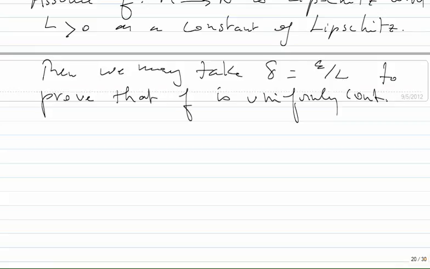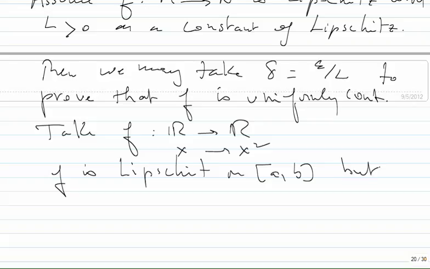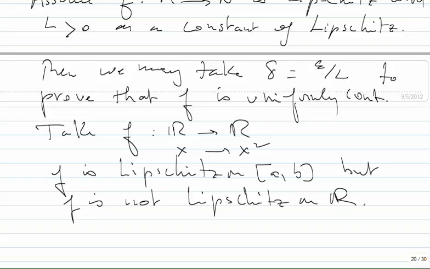Just to clear the air here, some people will believe that only Lipschitzian mappings are uniformly continuous, and the answer is no. So, for example, if we take f defined from R to R, x gives x squared, then f is Lipschitzian on [a, b], for any closed interval, but f is not Lipschitz on R. In other words, this example gives you a function that is Lipschitz on a smaller set, but not on the bigger set. So this is also some of the properties.